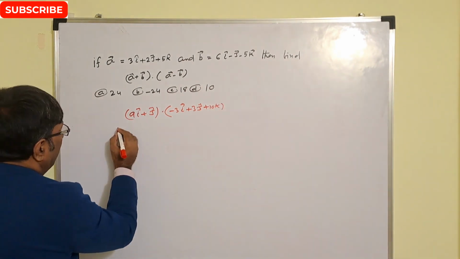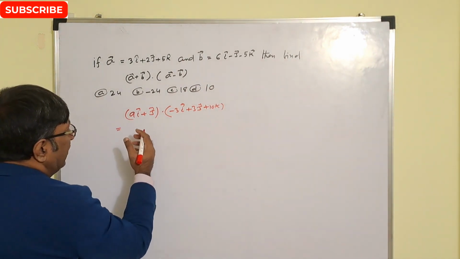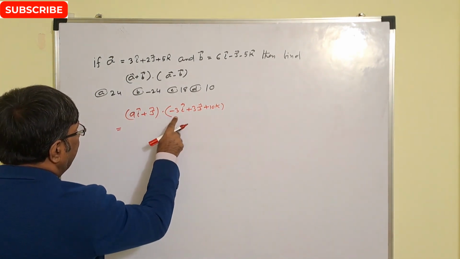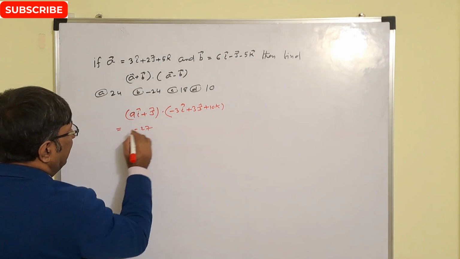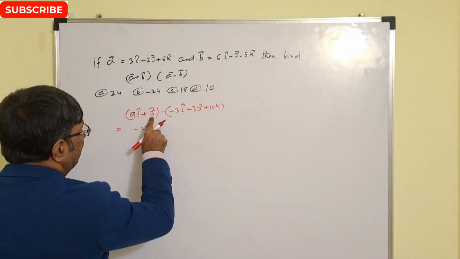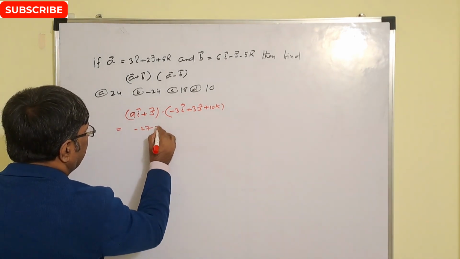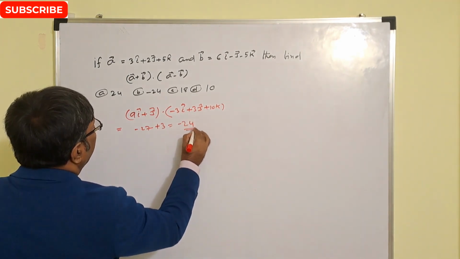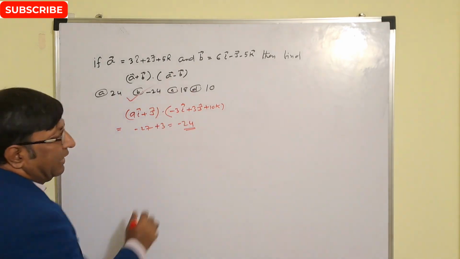We know in dot product we take only the same terms. I dot I is 1 and the others are 0. So 9 into minus 3, minus 27, plus this is j, so j into 3, that is plus 3. So minus 27 plus 3 is minus 24. So minus 24 is our correct answer.